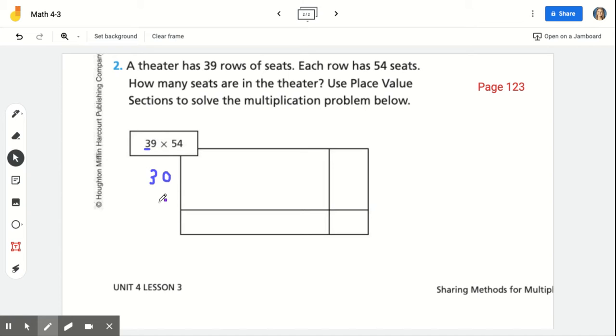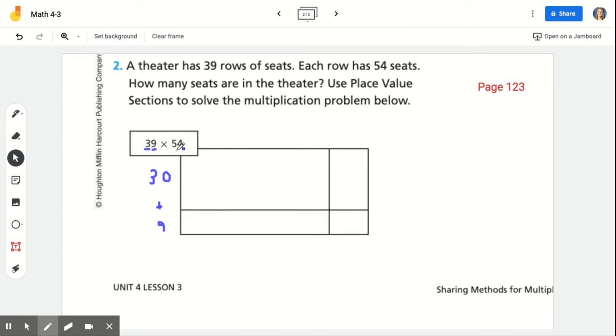And then we're going to put an addition sign, because we're going to be adding all our place value sections together. And then we're going to mark what this 9 represents. This 9 is in the 1 spot, so it represents 9 ones. So 30 plus 9 does give us 39. We just broke apart each of the place values. All right, that side is labeled.